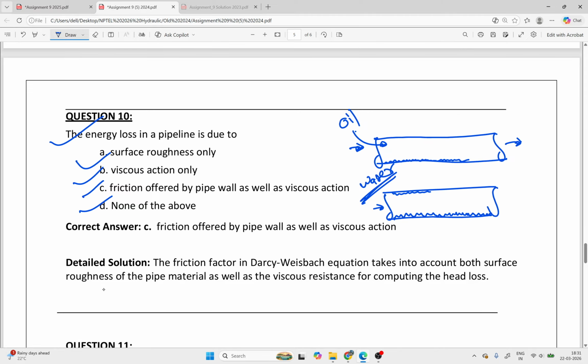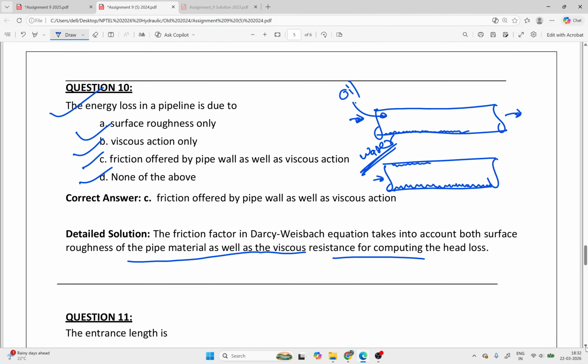Let me read the detailed solution. The friction factor in the Darcy-Weisbach equation takes into account both the surface roughness of the pipe material as well as viscous resistance in computing the head loss. Okay, no issue, a similar thing.